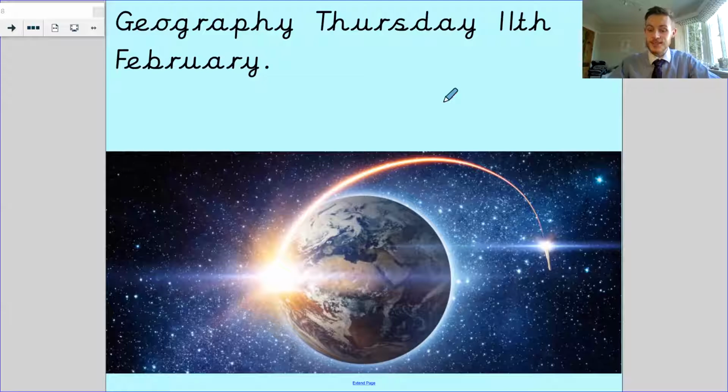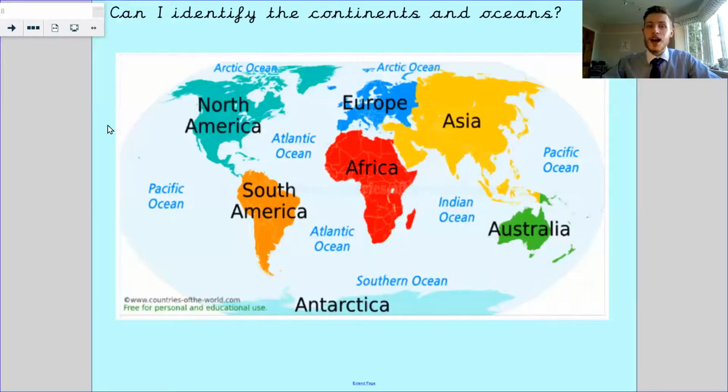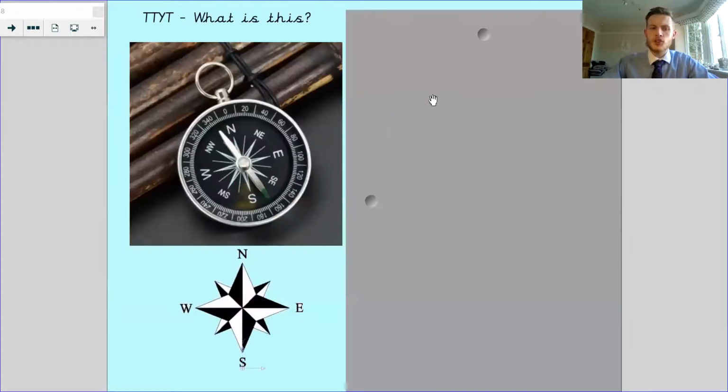So let's jump straight into it. Today, we're going to be identifying the continents and the oceans. We're going to be putting it into some practice. We've looked at both of them, and I know we haven't looked specifically at oceans, but we have done it before, and the video of what the oceans are is in the playlist. So here we go.